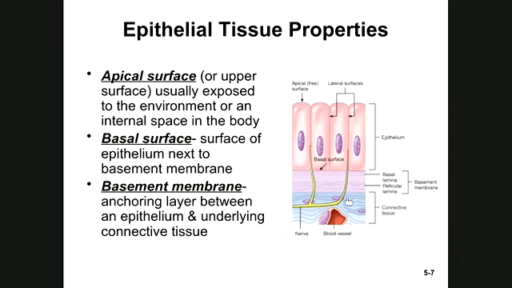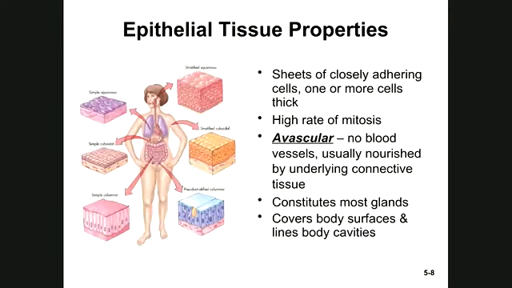In the basement membrane, we have different types of fibers, and these fibers have the characteristic of anchoring. They can hold the epithelium and the connective tissue near each other. The other properties which we have for epithelium are listed here.